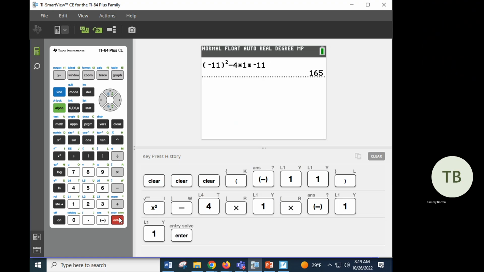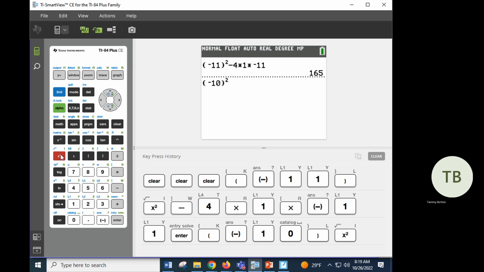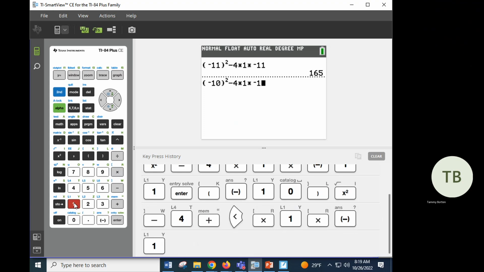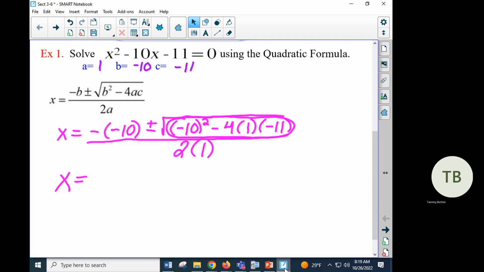Did you guys get 2065 or no? It's 10. No, 11 today. Oh, sorry. Okay. So let's try that again. Minus 4 times 1 times negative 11, right? So 144? Okay. So now what we have, I'm gonna just simplify this.